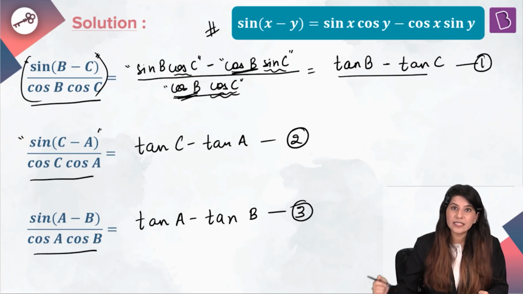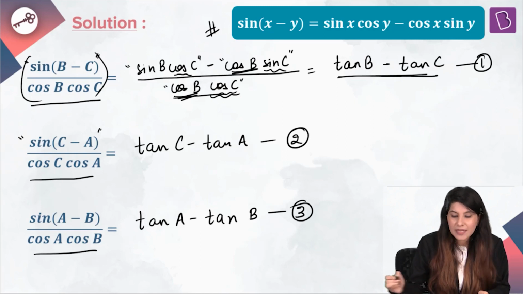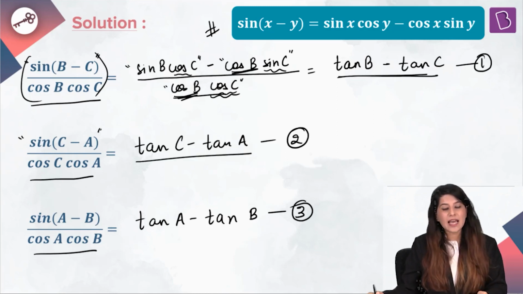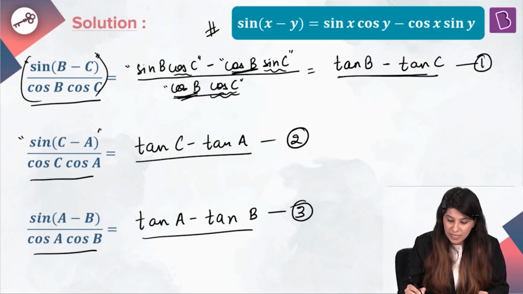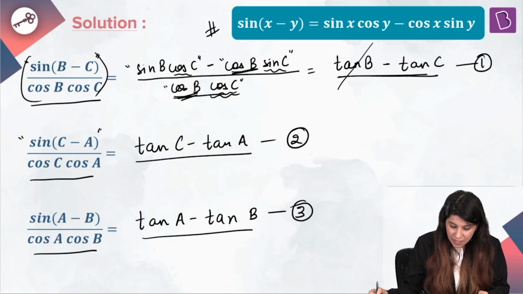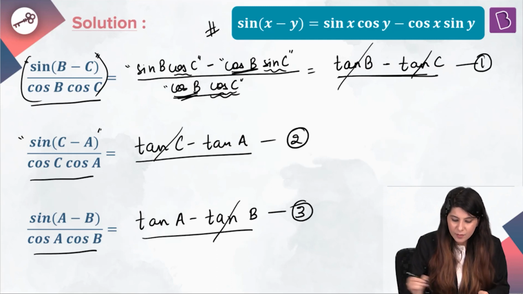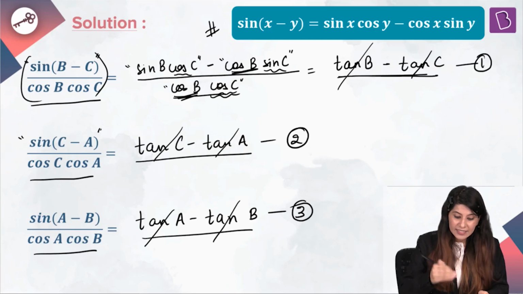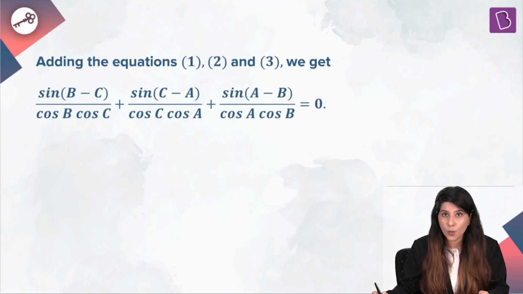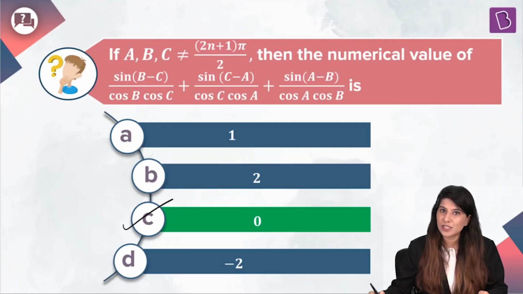And we need to find the sum of all the three terms, isn't it? If we add all three terms, on the right hand side I'll be getting tan B minus tan C plus tan C minus tan A plus tan A minus tan B. That means every term is getting cancelled out. Tan B is cancelled by this, tan C is cancelled by this, and tan A is cancelled by this. So on the right hand side I get 0. The final answer of this particular question is clearly option C, 0.